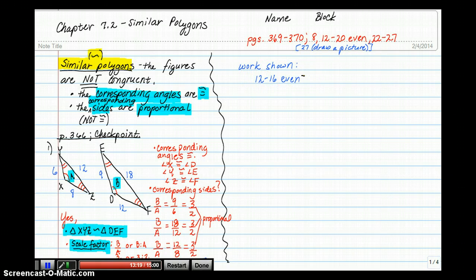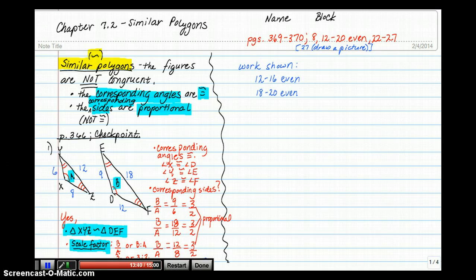And then if you turn the page now, you'll see that on 18 through 20 even, it says the two polygons are similar. Find the values of x and y. You are also going to need to show work on those. Again, drawing the picture would be a very good idea for you.